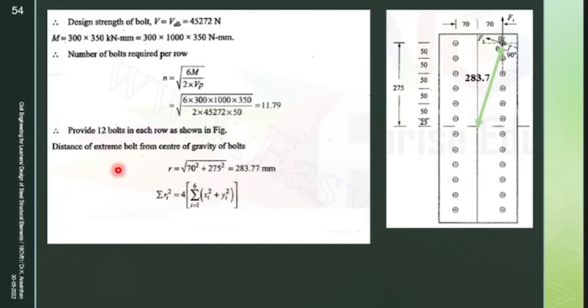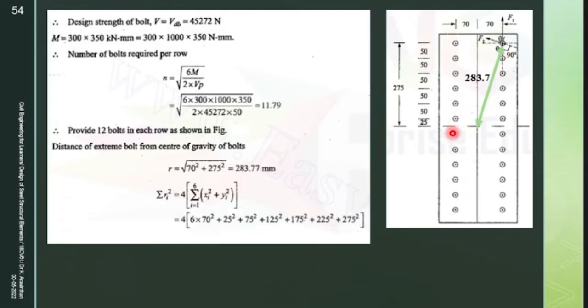That you can use, what is the formula? P e into R divided by summation of R square. Now since you have 6 number of bolts, you will be finding 6 number of radius. So how to find the 6 radius? For the last bolt you find the radius as 70 square plus 275 square. Now for this bolt, what is the width here? 70 is the same, and what will be the height? 225. So 275 minus 50 will be the height of this bolt.